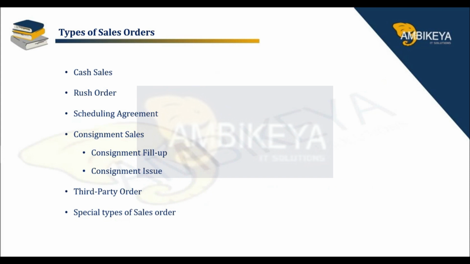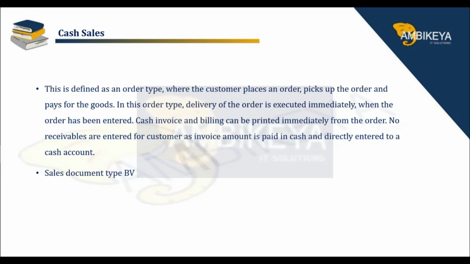So we're covering various sales order types like sales, cash sales, rush order, scheduling agreements, consignment sales, and third party order, and then some special types of spot sales order. So what do you mean by cash sales? Cash sales is where the customer places an order, picks up the order and pays for the goods at the same time.